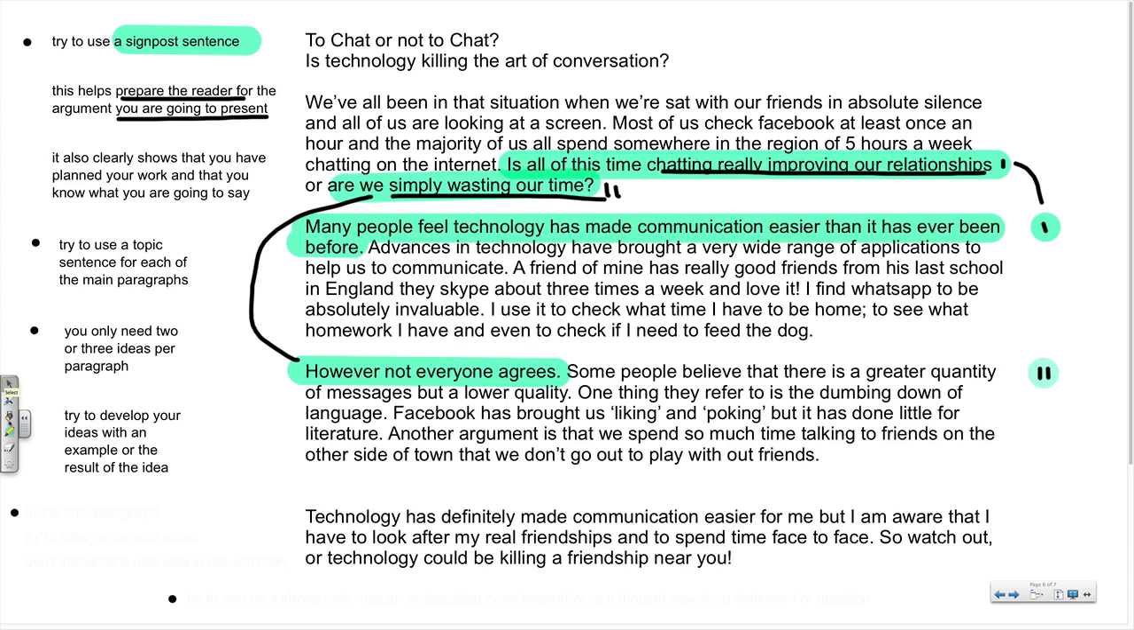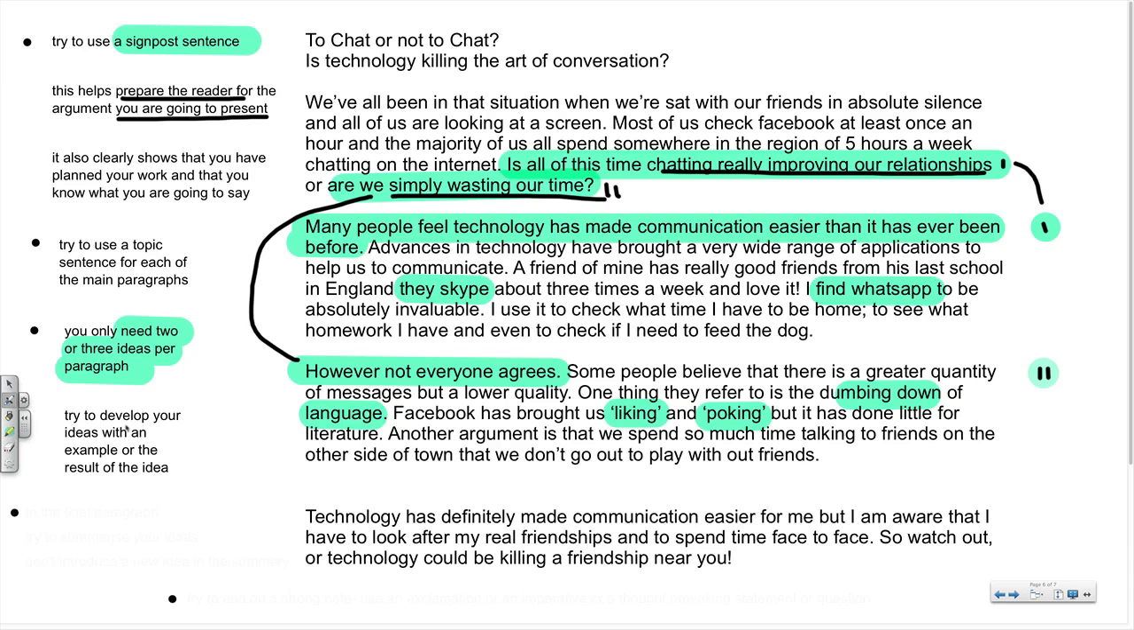In the main paragraphs, we only need 2 or 3 ideas per paragraph. The 2 ideas here in paragraph 1 are advances in technology abroad. The first idea is this idea of Skype and how Skype is useful, and the second idea is that WhatsApp is useful. The next paragraph is the question about whether the technology is dumbing down language, making language more stupid, this idea of liking and poking. That's one idea. The next idea is that we spend time talking to friends on the other side of town, but we're not going out and playing with friends. So 2 ideas. You only need 2 ideas per paragraph.